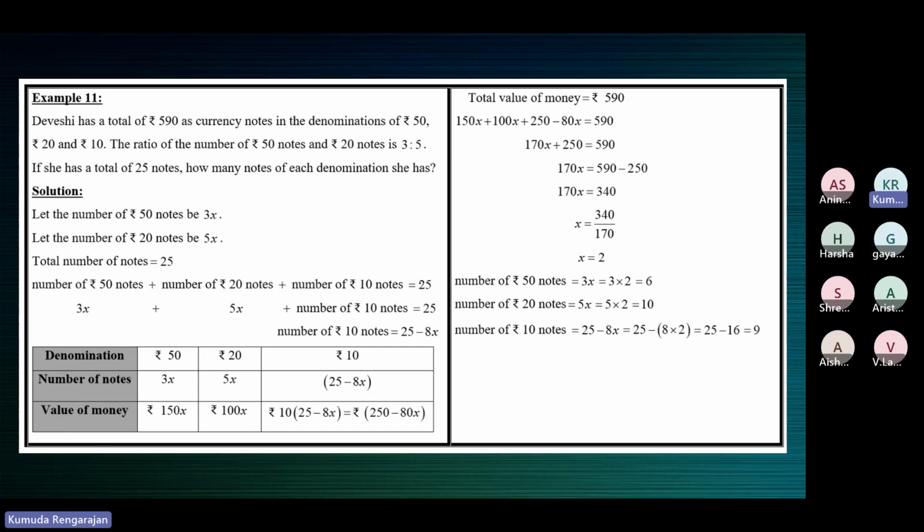Here I've also worked it out for you, children, as to how we get 25 minus 8x. This is again rough work. You please write it as a part of the answer. Number of 50 rupee notes plus number of 20 rupee notes plus number of 10 rupee notes is equal to 25, because the total number of notes is 25. So 3x plus 5x plus number of 10 rupee notes is 25. 3x plus 5x is 8x, so on the other side it will become minus 8x. So number of 10 rupee notes is 25 minus 8x.